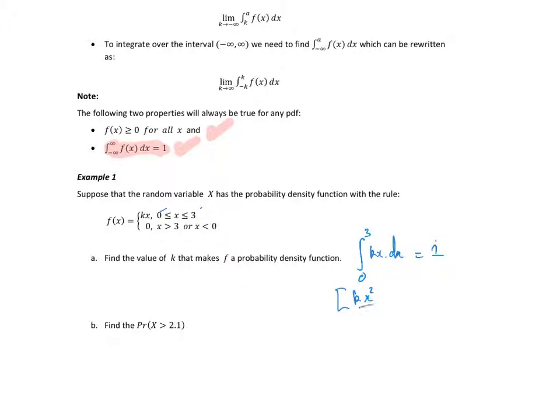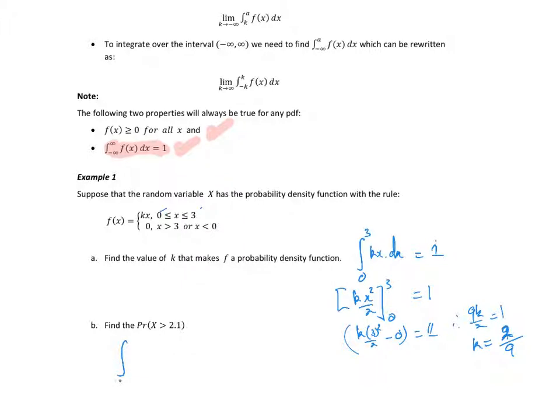All right, so that means then, add one to the power, divide by the power, evaluated between 3 and 0, has to equal 1. So I get k times 3 squared on 2 minus 0 is equal to 1. Therefore, we get 9k on 2 is equal to 1. So k is equal to 2 on 9.